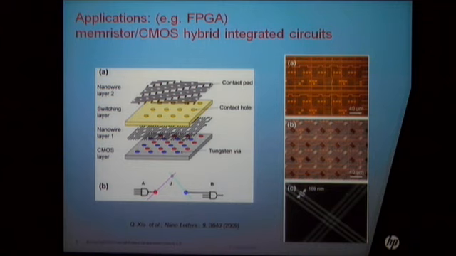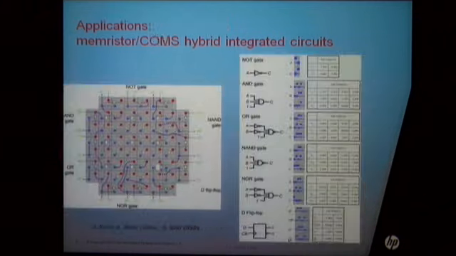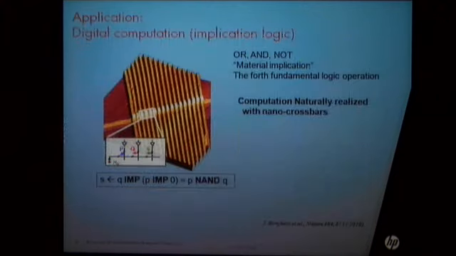This is the CMOS chip. This is the CMOS chip with the memristive layer on top of that. These are the vias. These are the electrical measurement results from the hybrid circuit we built. By switching the memristive devices on and off, we can reconfigure the connection patterns of the CMOS devices, giving us many different logic operations.